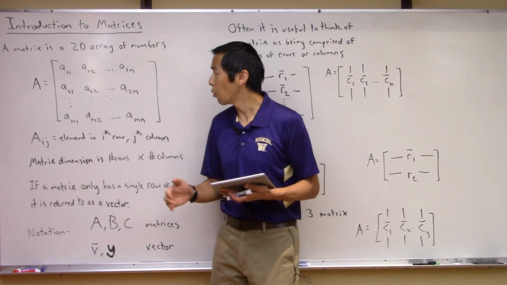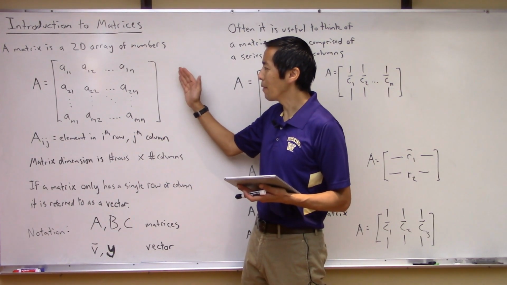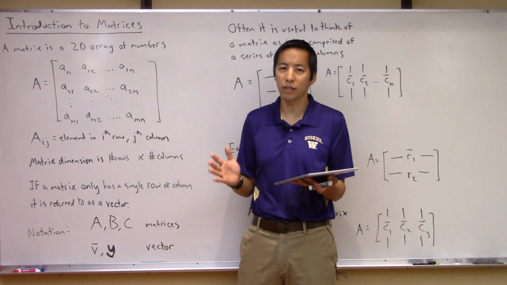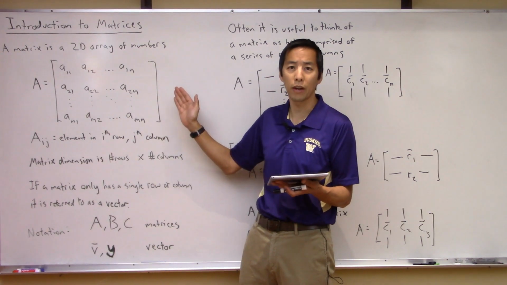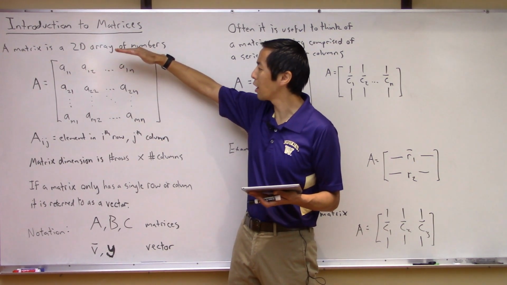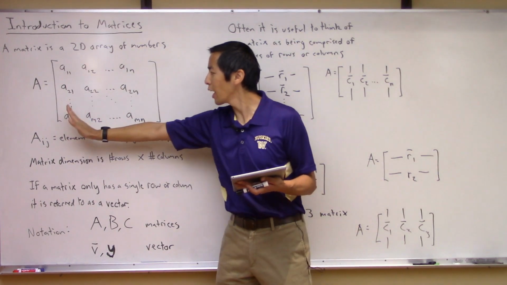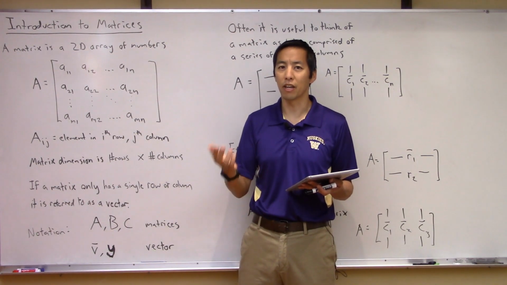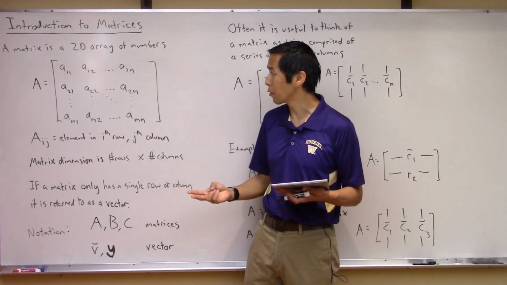So to start with that, a matrix is actually a surprisingly simple concept, right? All a matrix is, is a two-dimensional array of numbers. So it's just numbers or symbols or however you want to think about it, arranged in rows and columns, okay? So that's the simplest definition of a matrix. Again, just a two-dimensional array of numbers, okay?